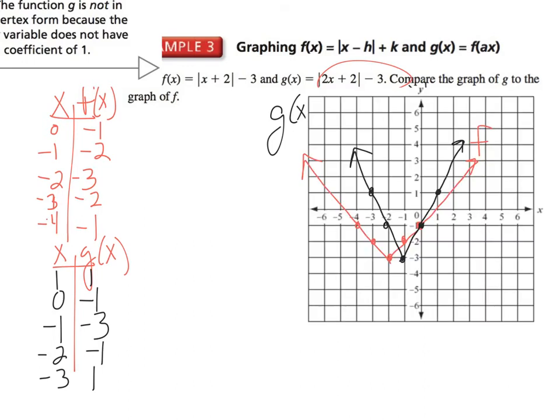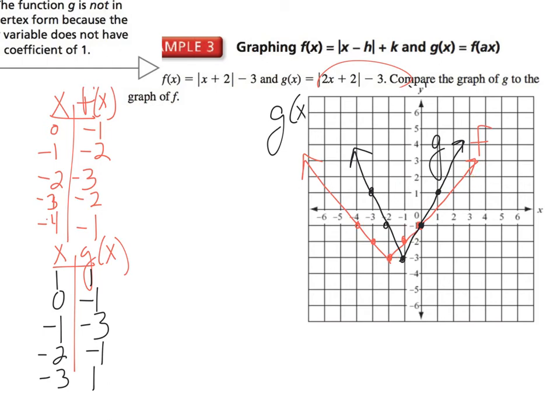And that would be my two graphs. Notice I've labeled both graphs. The black one represents the graph of g. The red one represents the graph of f. So what's happened? How does one go to the other? So let's look. If f is my original one, look at the red line.